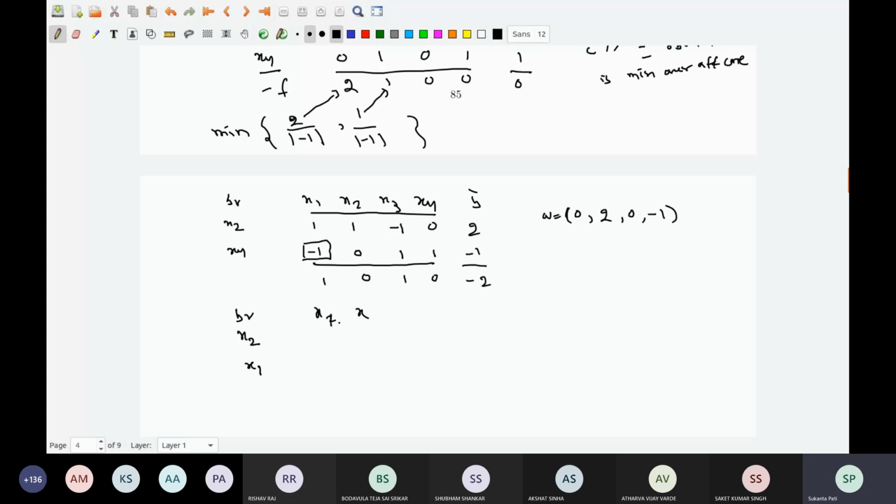x1, x2, x3, x4, B bar. I will write the second row first. The second row is 1 0 -1 -1 1. Then the first row, now the first one, I will have to make that entry 0. So it will be 0 1 0 1 1. That will be the first row, and this is the second row.